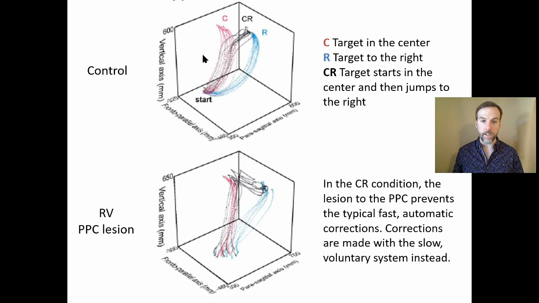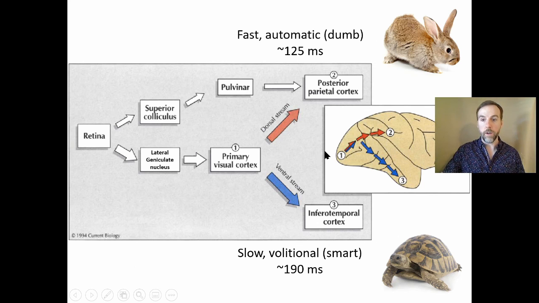So we can tell it occurs much later, it's not early on in the movement, and if we looked at when this happens, it would be at a latency comparable to the slow voluntary system. So RV is using the only way she can to accommodate that target jump, and there's no fast automatic correction, but later on she can correct with her slow voluntary system. So this is really good confirmatory evidence, with either TMSing the posterior parietal cortex or looking at a lesion of the posterior parietal cortex with RV, that the fast automatic system is mediated by, lives within, the posterior parietal cortex. And without it, we lose fast automatic corrections.